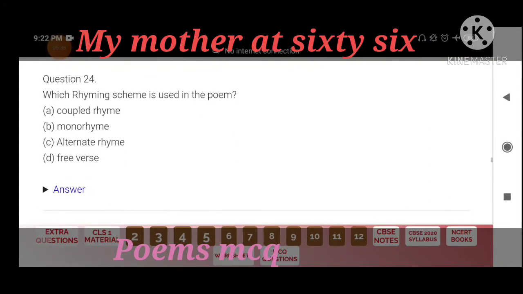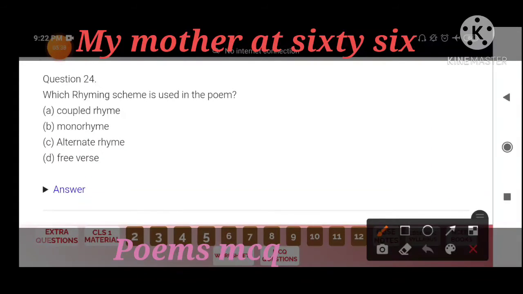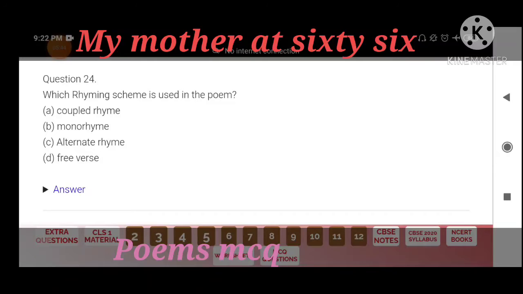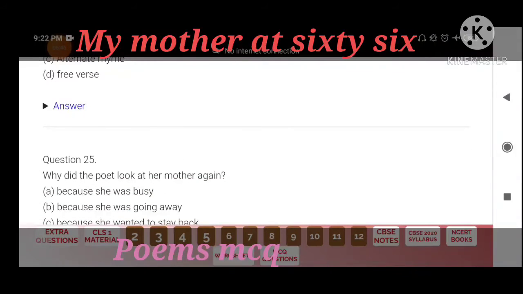Which rhyming scheme is used in the poem? Couplet, monorhyme, alternate rhyme, or free verse? So here free verse is used, as we can see that there is a single line written in the poem, no stanza. So free verse style is used here.